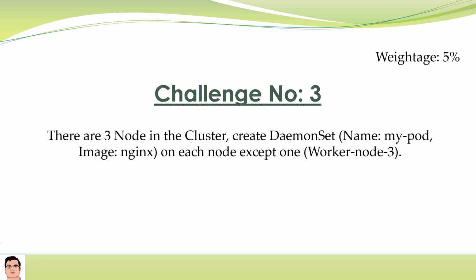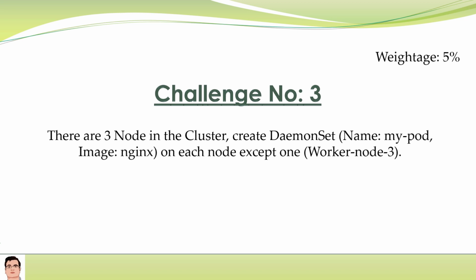Don't have any tag on each node except one. So the daemon set, what is the feature of the daemon set? That it gets deployed into all of the worker nodes. Okay, and if some worker node gets added into the cluster, then automatically a daemon set will create a pod, a single pod, into that particular node as well. So you have to think how can you restrict a daemon set from getting deployed as a pod in a particular worker node 3.